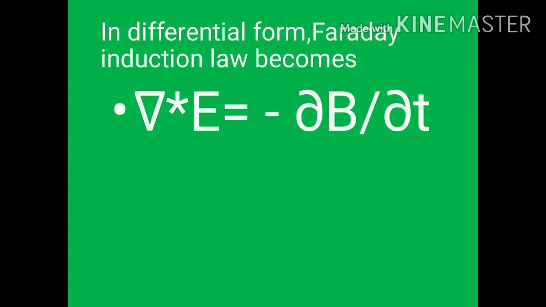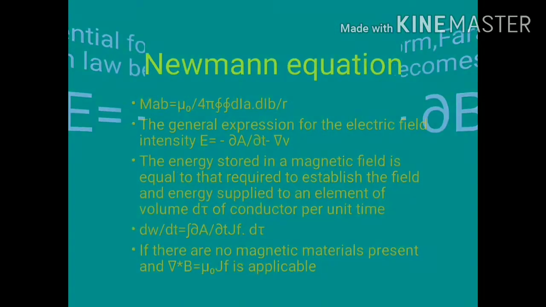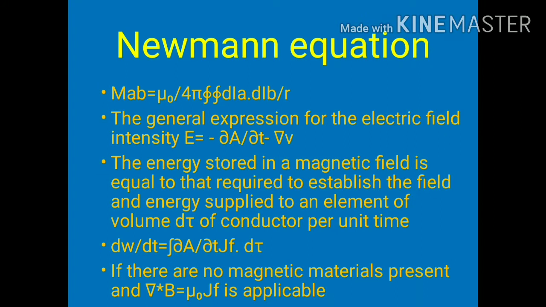In differential form, Faraday's induction law becomes del cross E equal to minus dou B by dou t. Neumann's equation: M suffix AB equal to mu naught divided by 4 pi, double integral of d LA into d LB divided by R. The general expression for the electric field intensity is E equal to minus dA by dt minus del V.